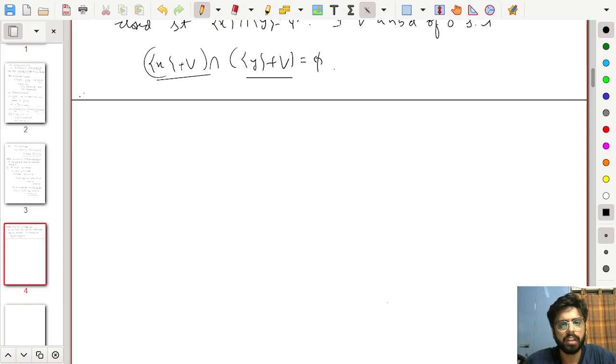Welcome back. We'll be continuing some basic results on topological vector spaces. So let us start with a simple theorem.